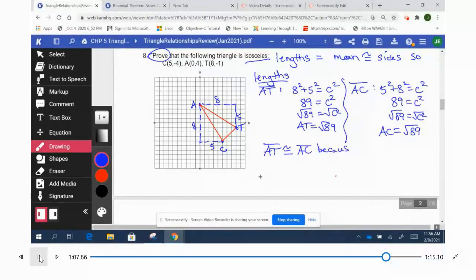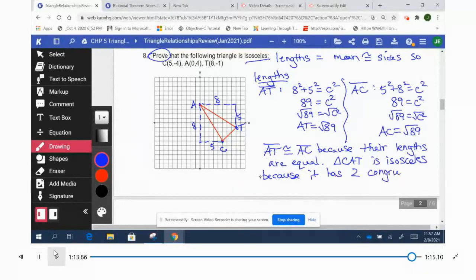All right, they both come out square root of 89. Notice I did not round those. It's up to your teacher. I don't want my students to round them unless it says to in the problem, and this doesn't. So leave them as square root of 89. Now, we have AC is congruent to AT because their lengths are equal. And then to finish it, we have to finish by saying what we set out to. Triangle is isosceles. Okay, it's isosceles because it has two congruent sides. Okay, and that's it for page 2.